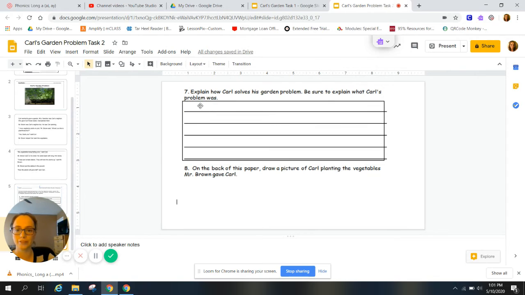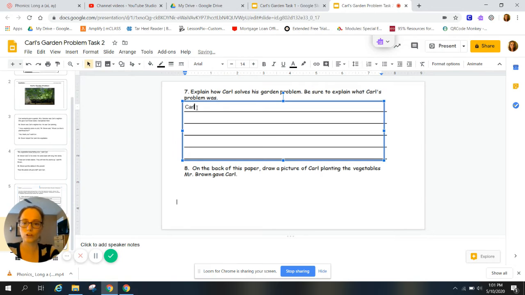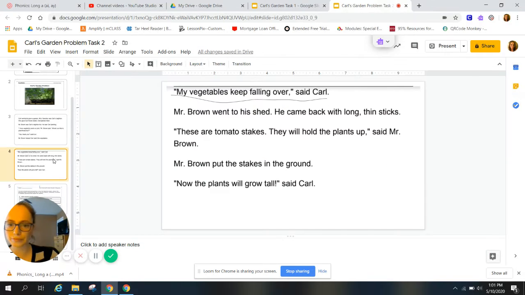All right, number 7 says, explain how Carl solves his garden problem. Be sure to explain what Carl's problem was. Well, we already know that first part, right? Carl's problem was his vegetables keep falling over. And again, we need to keep on restating. He solves his garden problem by. So let's go back in the story and see if we can find how he solved that problem. So we know his vegetables keep falling over. Let's reread how he fixed it.